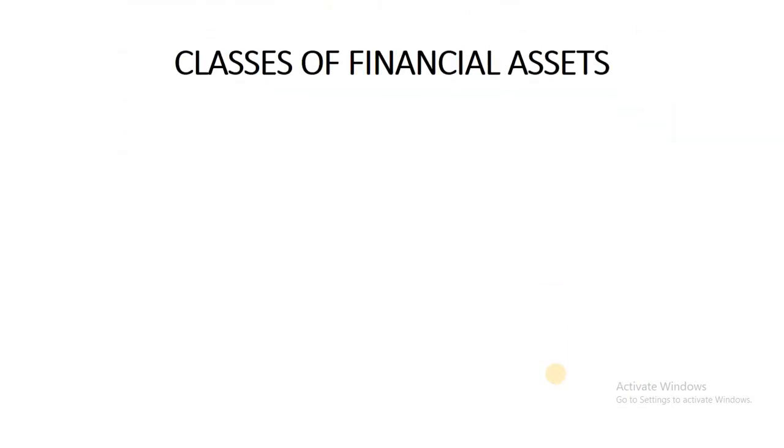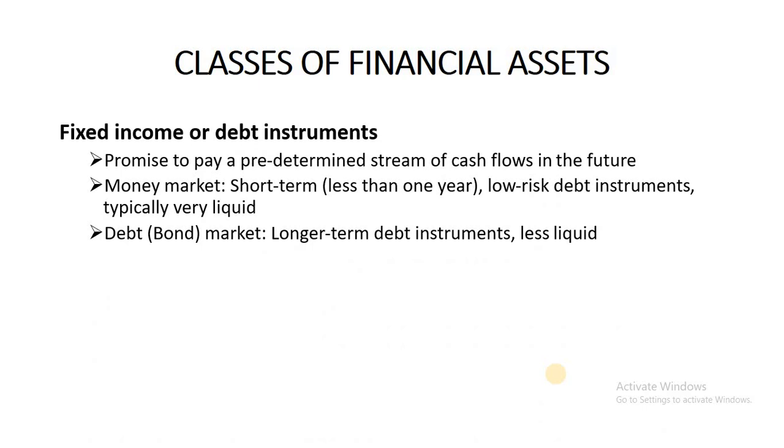Let's look at the broad classes of financial assets. First of all, fixed income or debt instruments. These securities promise to pay a predetermined stream of cash flows to their investors in the future. Money market securities are short-term securities, and these securities have low risks. In the meantime, money market securities are very liquid, so investors who want to invest their money for short time and who prefer higher liquidity should invest in money market securities.